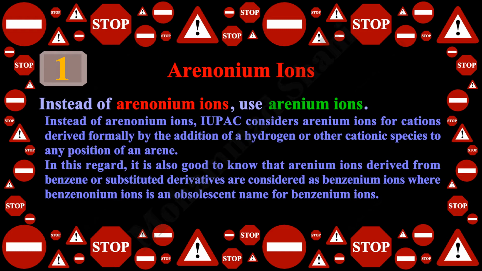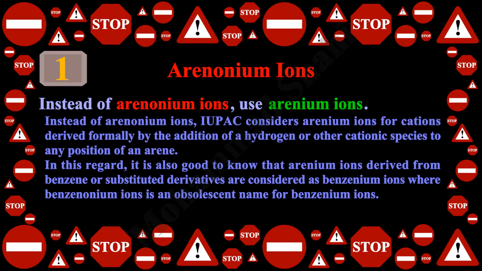Instead of Arenonium ions, IUPAC considers Arenonium ions for cations derived formally by the addition of a hydrogen or other cationic species to any position of an arene, where arenes is the class name of monocyclic and polycyclic aromatic hydrocarbons like benzene or naphthalene. For example, addition of an H plus to benzene C6H6 gives benzenium ion C6H7 plus, which should be called as an arenonium ion and not an arenonium ion.